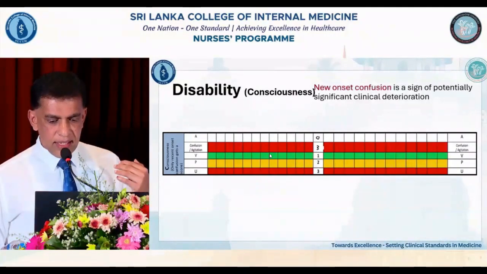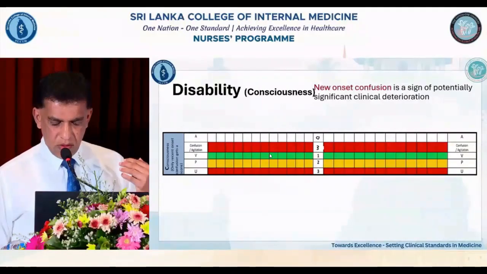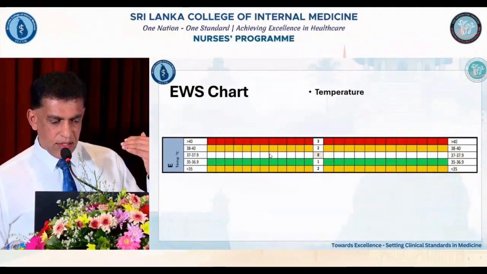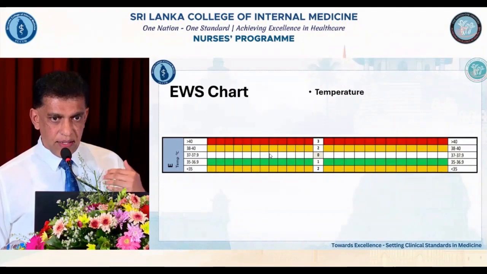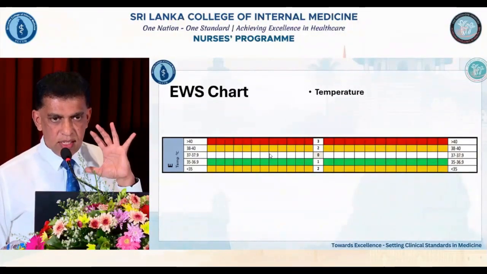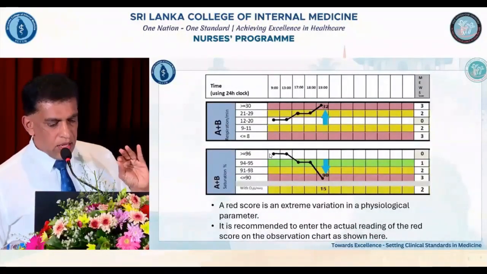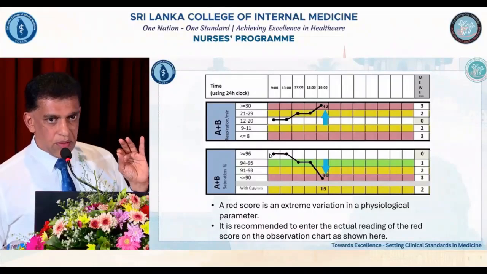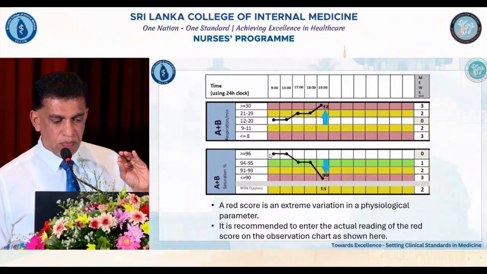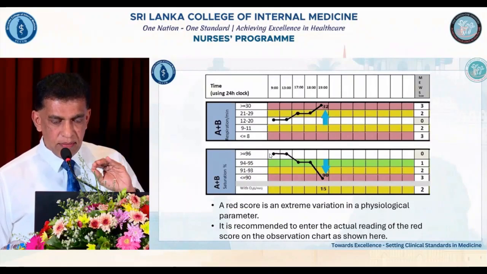So the final thing is the temperature that we have. Again, we have a green bar there as well. So these are the 6 parameters. In addition, we had a 2 for oxygen as well. Now this is how you plot them. So you plot them with a dot, and then you join them with a line.